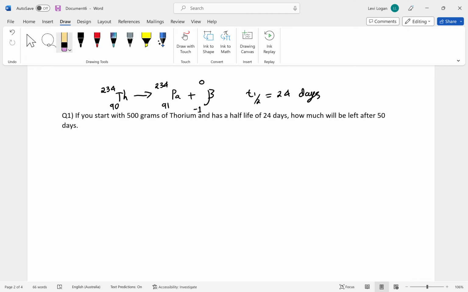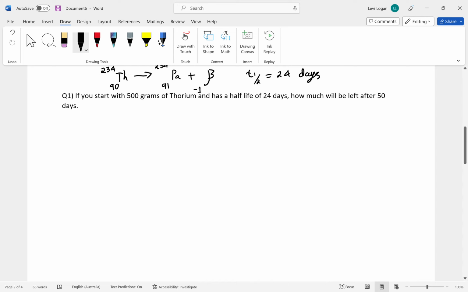How much will be left after 50 days? Okay, so if you want to have a go at this question, feel free to pause the video and have a go. Alright, straight off the back, let's write out our formula. So N equals N0 multiplied by a half to the power of time over half-life.